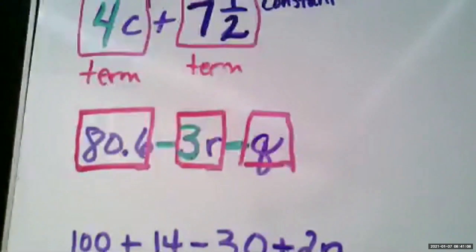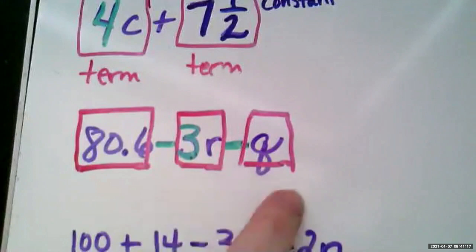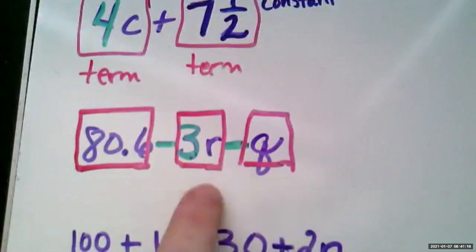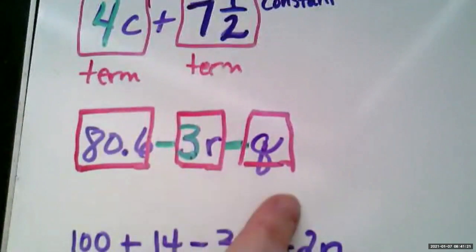What are the variables? I actually have more than one in this one. Look carefully. Yes, very good. All right, R and Q are the variables. There are 2 variables here, 2 different letters that are going to represent 2 different numbers.